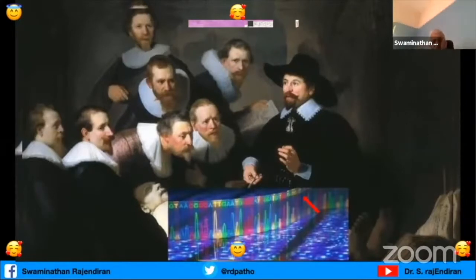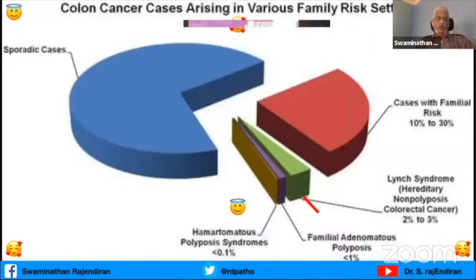Okay, or keep it in less priority, because we are getting more and more molecular markers that are acting as a target for the treatment. Okay, so colon cancer is predominantly sporadic and 10 to 30% with familial risk. Lynch syndrome is up to 2 to 3%. This is the breakup of colon cancers.